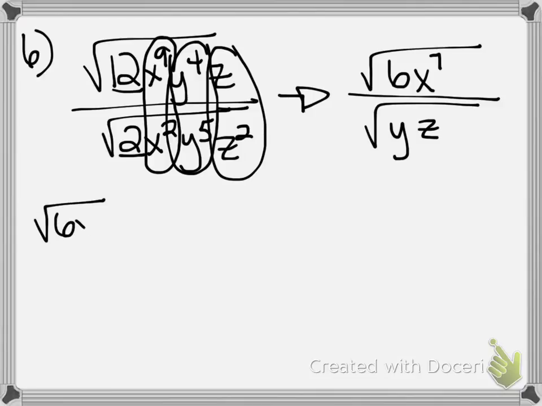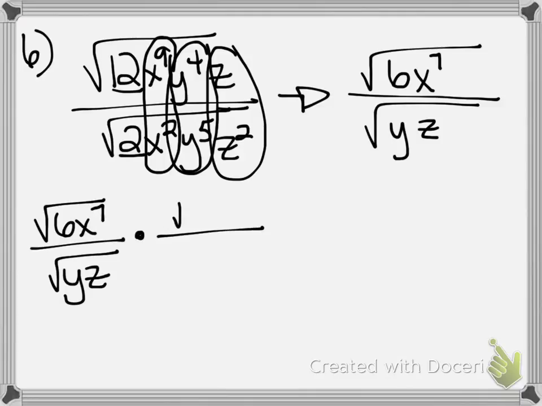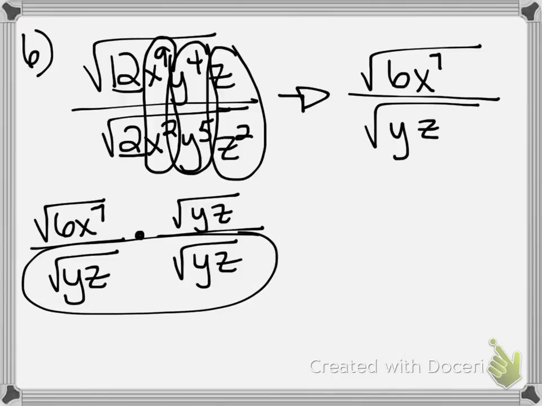So I've got the square root of 6x to the 7th all over the square root of yz. And so because it's a square root, I should see it twice. So I've got square root of yz over square root of yz. And if you notice, it's twice, so I'm good because it's a square root, which is a root of 2. So that's why I should see it twice.